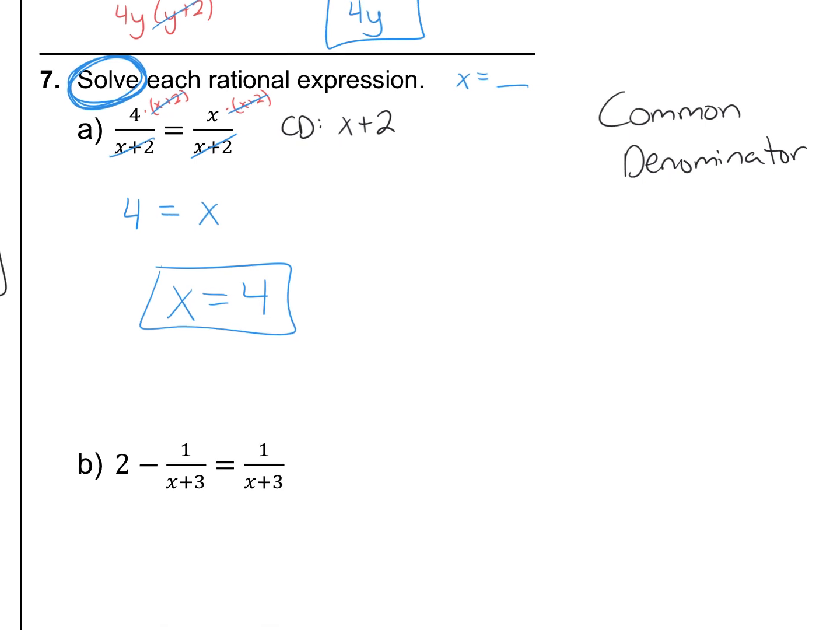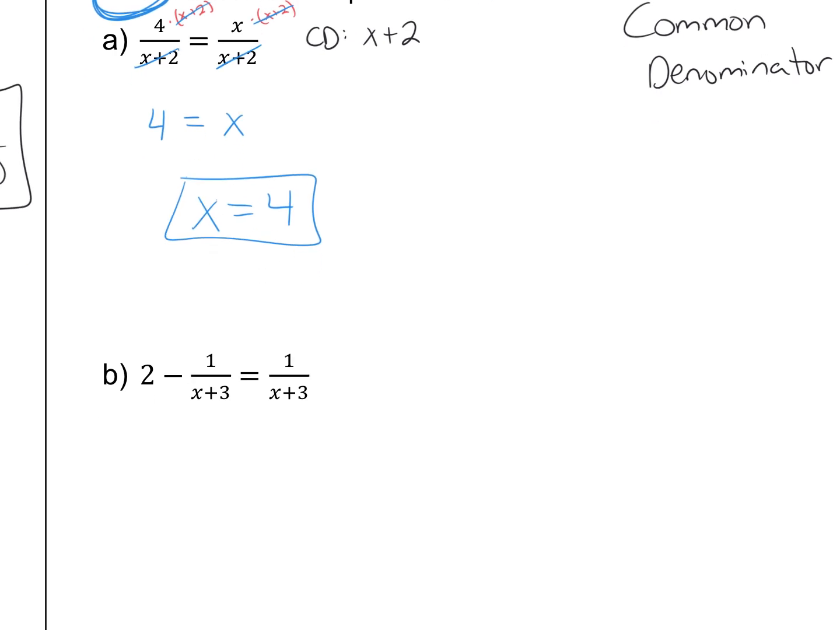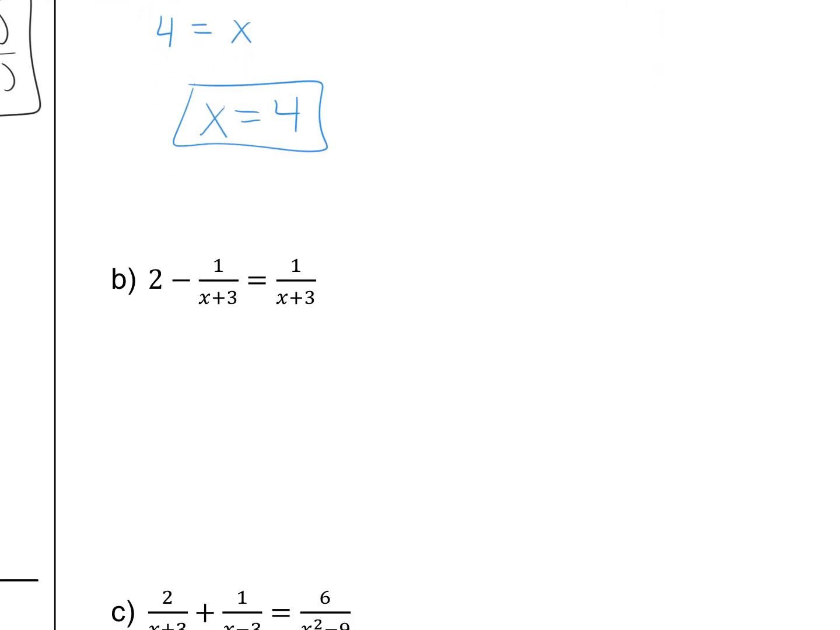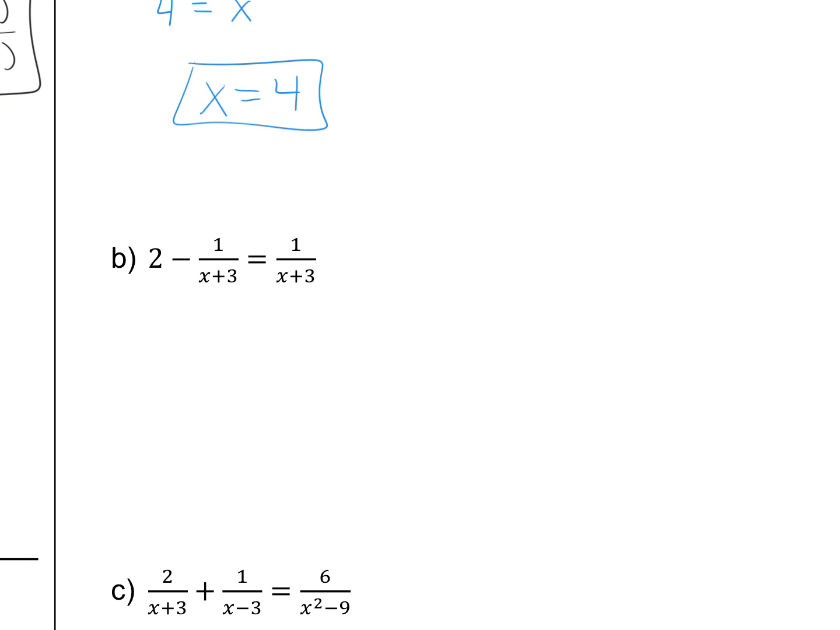Okay, so let's look at B. What do you notice about B? There's 3 of them. What should we do to make this look nicer? Make it a fraction. Put it over 1. Okay, what do we need to get first? Common denominator. CD. What is our CD? X plus 3. Everyone agree with x plus 3? Okay. What do I do with that common denominator? Multiply it by every term, right? The reason we're doing this is to get rid of our fractions.